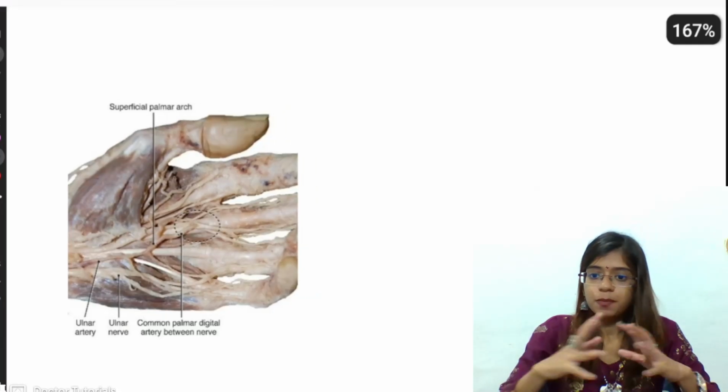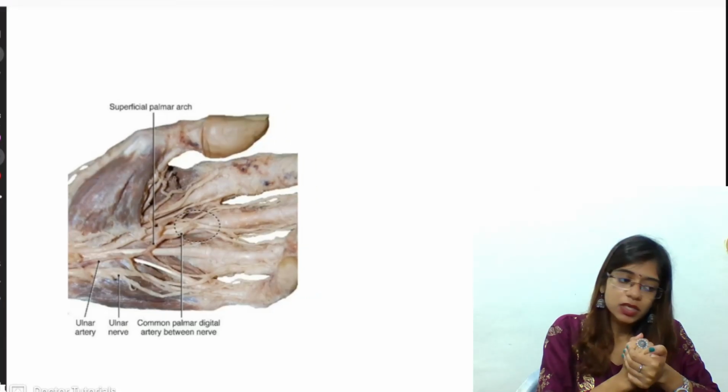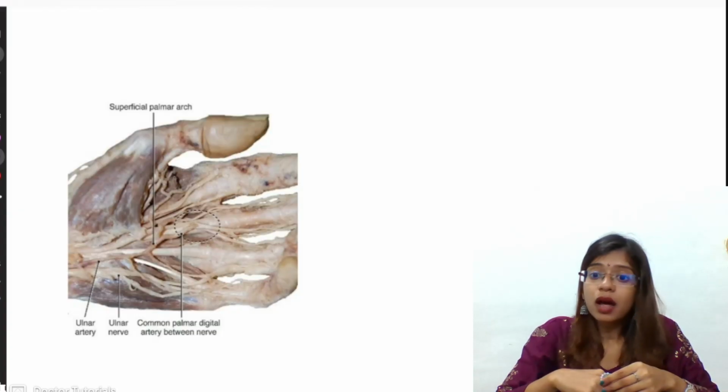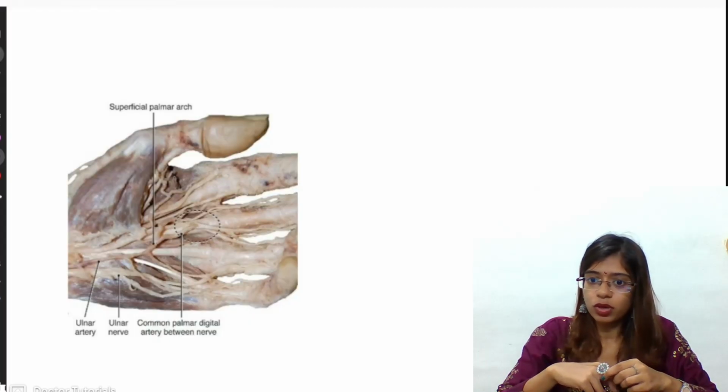In the palm, a very important spotter topic is lumbricals. They ask you about lumbricals. They can tie the ulnar nerve and ask you to identify. These two are very important in the palm.